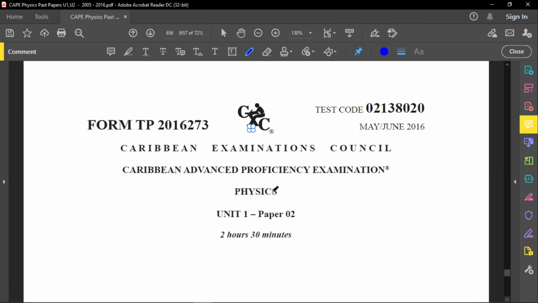Today we're reviewing the CAPE physics paper. This is a unit 1 paper and is a paper 2 from the year 2016. Now let's jump into the first question.